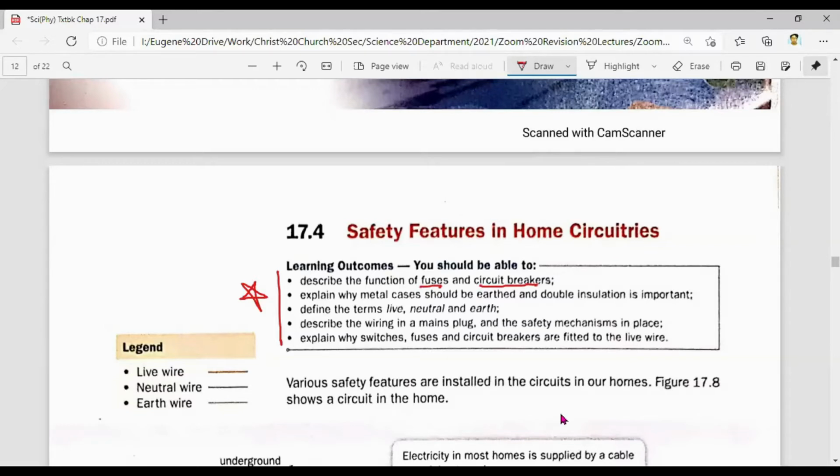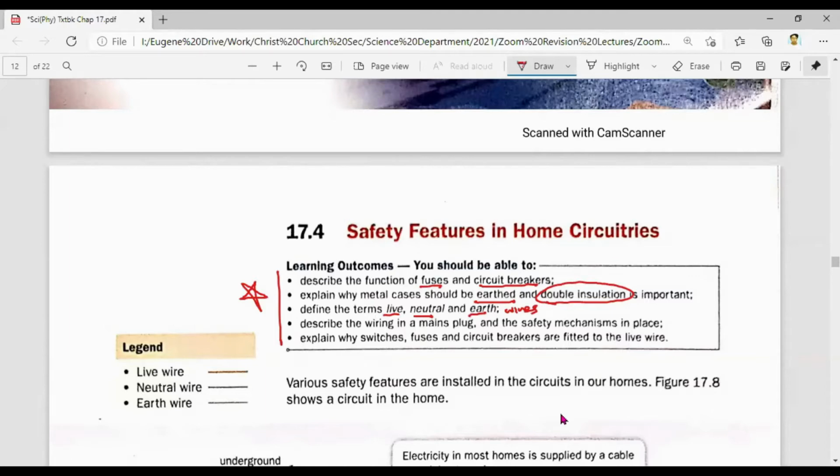Describe the function of fuses and circuit breakers. Now, fuses and circuit breakers function quite similarly, so later on we'll go through them. We also explain why metal cases should be earthed, and we also learn what this idea of double insulation is.